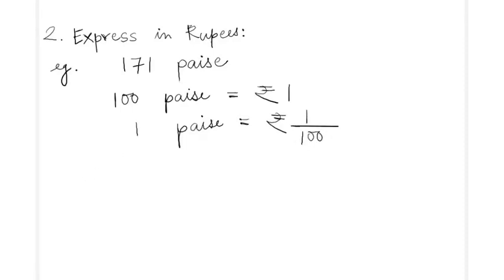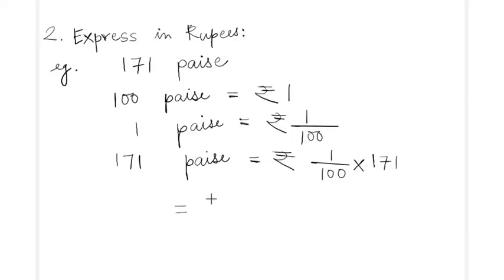So similarly, 171 paise will be equal to rupees 1 by 100 which multiplies with 171. Or simply we can say this 171, if you divide by 100, you will get the amount in rupees. So there are two zeros and you are dividing, that means the decimal will shift towards the left. When you divide by 100, two zeros will shift, so it will be 1.71, and rupees 1.71 will be the required answer.